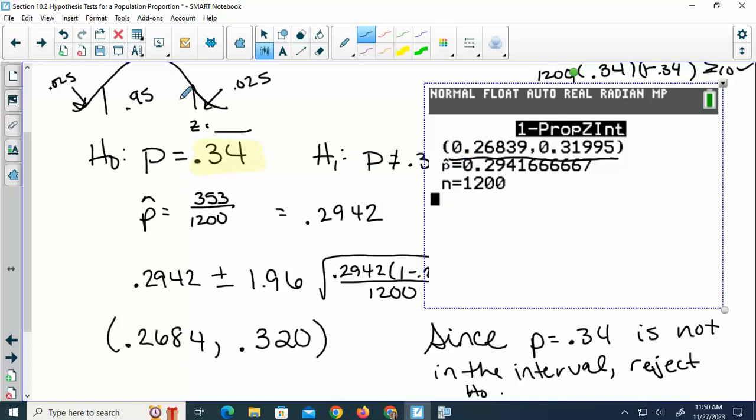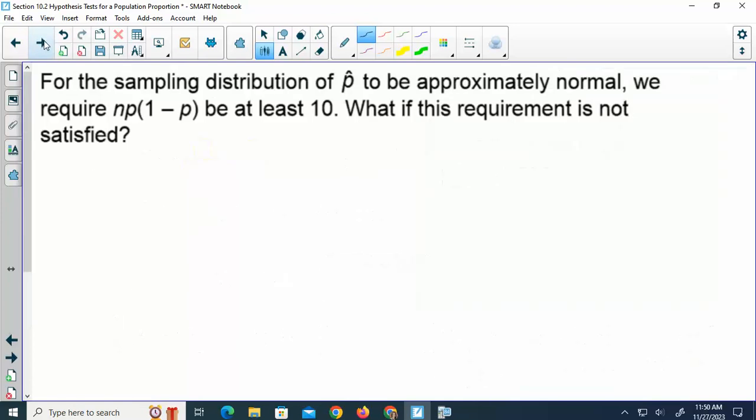Last one. I always make you verify the criteria. Have we ever had one where the criteria didn't work? No, but we could. If your criteria isn't verified, so if n times p times 1 minus p is not bigger than 10, that means we can't treat it as a normal distribution, so we have to do it as a binomial. Remember binomial?